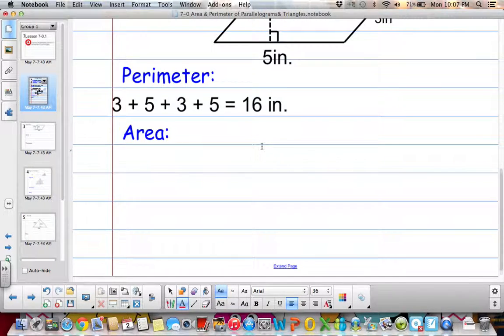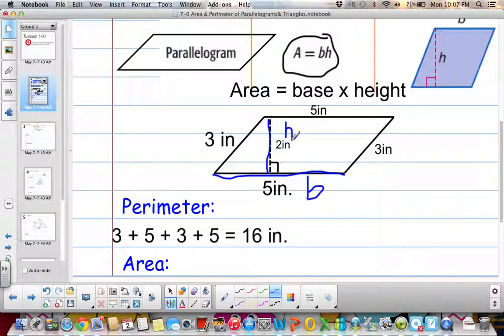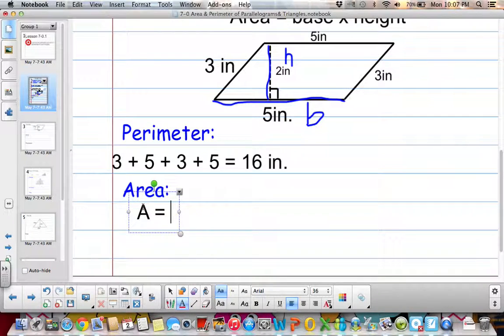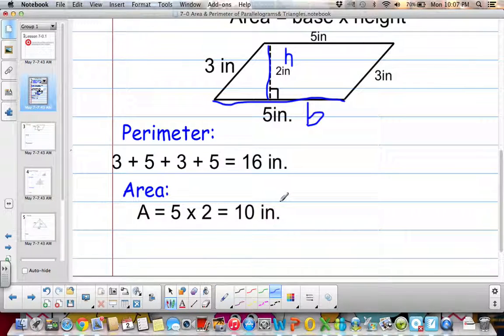The area, since it's base times height: this is our base, that's our B, and then this is our height, and that's our H. So the area equals 5 inches times 2 inches, which equals 10, and then it's always in square units, so it's 10 inches squared.